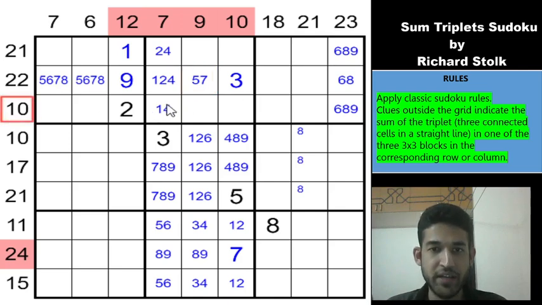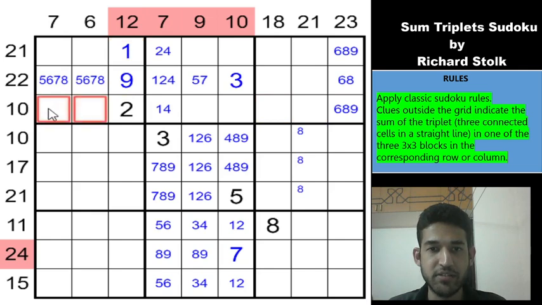So I can't get the 10 from these three cells, right? Because I have 1, 2, 3, 4 in the box already. So the minimum sum here from these two cells will be 5 and 6. So it's not going to be possible from this box. This box is possible. You can have the 6 here and 1 and 3 here. And even this box is possible.